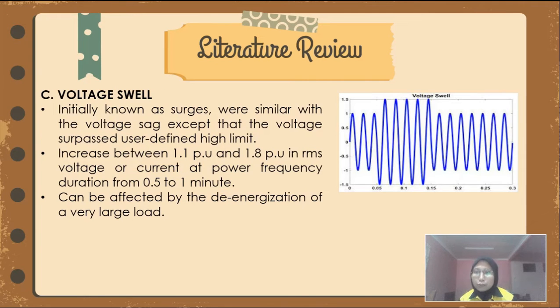Next is voltage swell. It was initially known as surges, and is similar to the voltage sag except that the voltage surpasses a user-defined high limit. It is an increase between 1.1 pu and 1.8 pu in RMS voltage or current at power frequency, with a duration from 0.5 cycles to 1 minute. It can be caused by the de-energization of a very large load. The figure shows the voltage swell waveform.